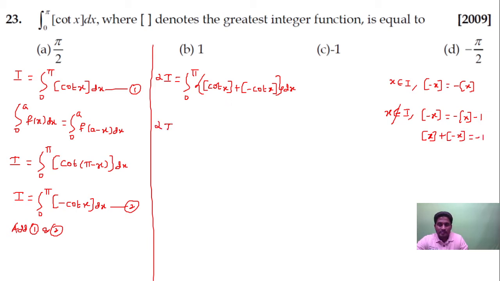So you get 2I is equal to integral 0 to pi of floor x plus floor of minus x, which is minus 1. 2I is equal to, this is minus dx, between the limits 0 to pi. 2I is equal to minus upper limit minus lower limit. So you get I is equal to minus pi upon 2. That's the answer, guys. Answer is option D.